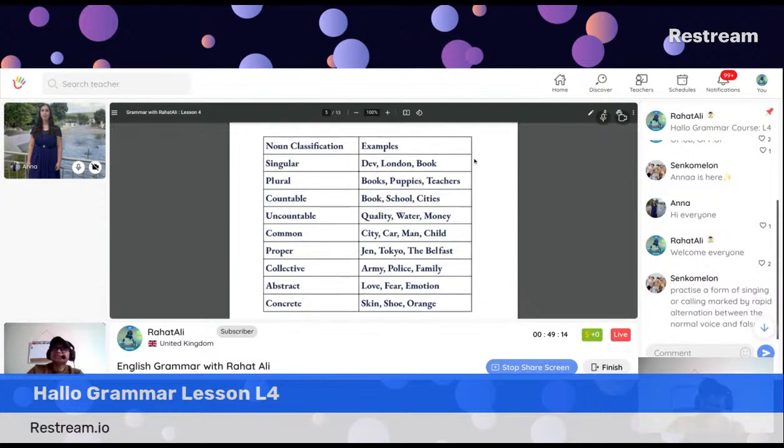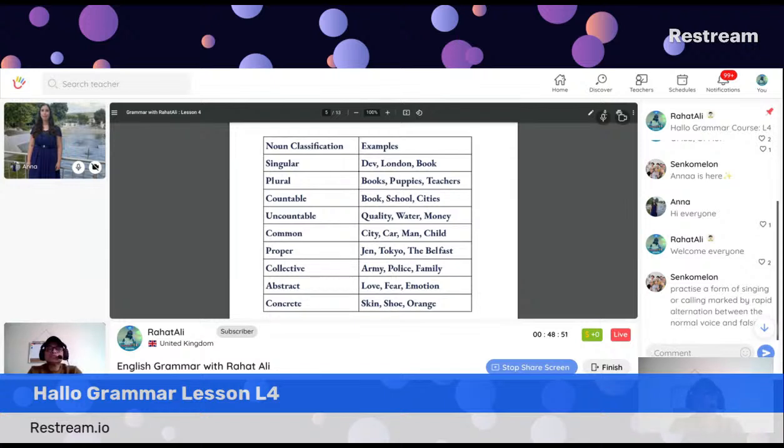All right. So his name is also a singular noun. If you remember, we have also learned earlier singular and plural, the numbers, and plural is obviously more than one, like books, puppies, teachers. And the next classification is countable and uncountable. Sometimes they call it non-countable in some places.